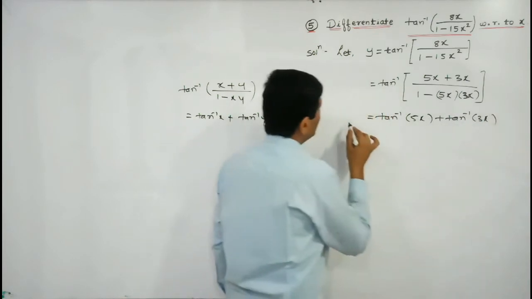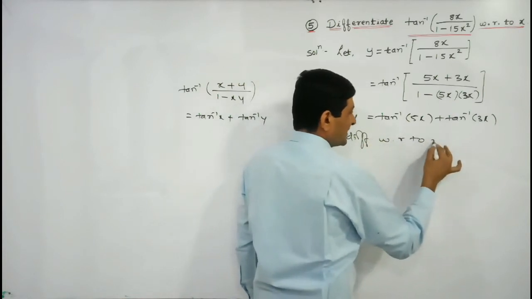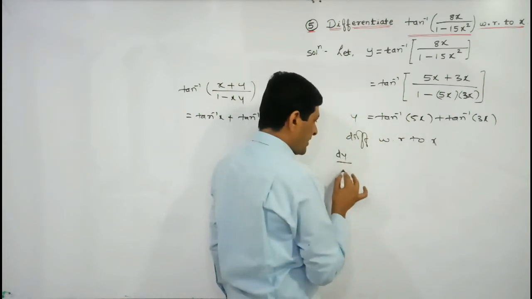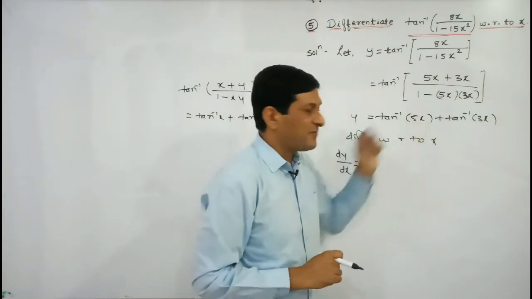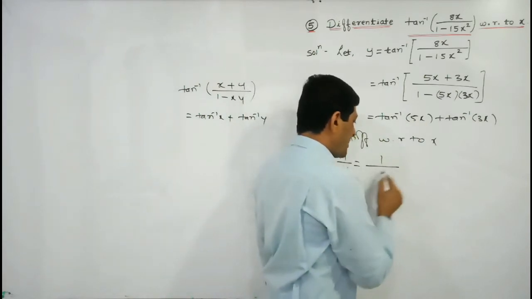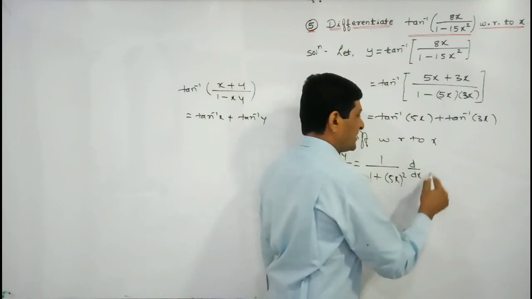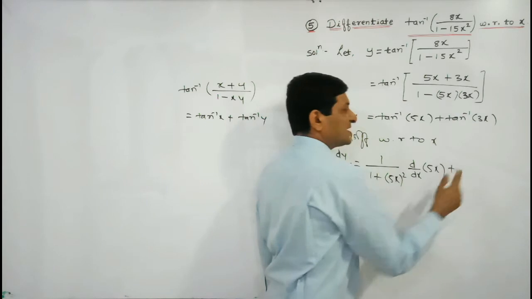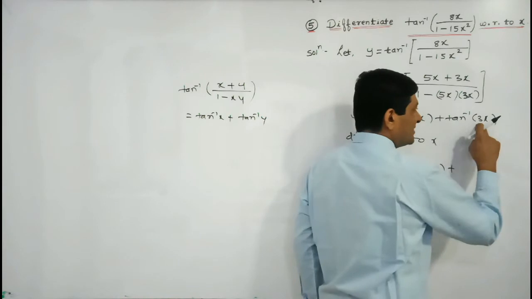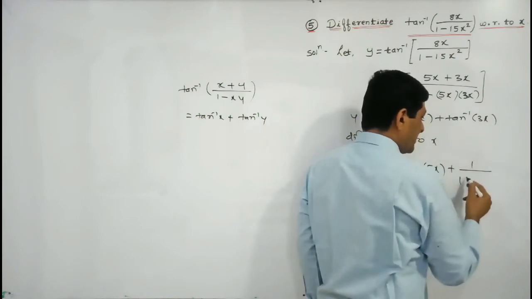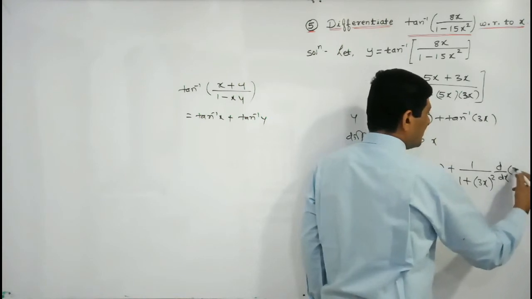Now we are easily able to find the differentiation. So differentiate it with respect to x. So dy upon dx is equal to, now the first term is in the form of tan inverse of f of x. So its differentiation is 1 upon 1 plus square of f of x into the derivative of f of x. What is f of x here? 5x. Using the same method we find the differentiation of the second term. It is in the form of tan inverse of f of x, so its derivative is 1 upon 1 plus square of f of x into the derivative of 3x.